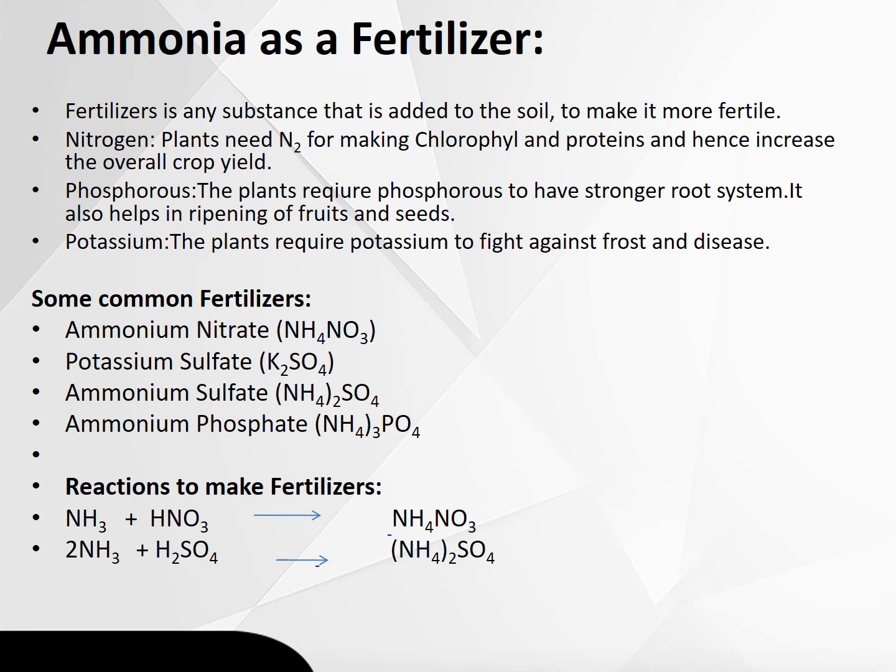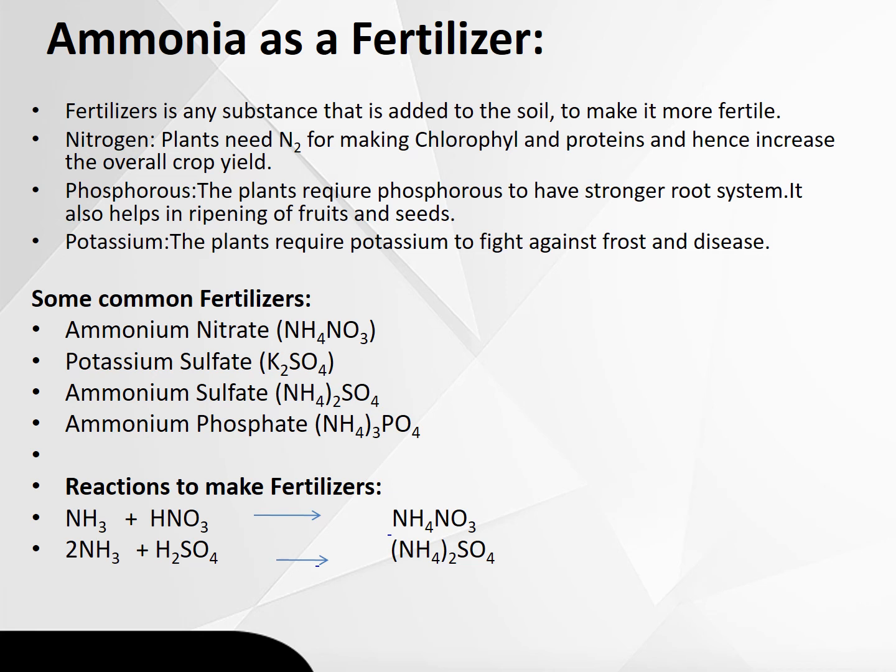Fertilizers are mostly nitrogenous substances. They contain nitrogen, phosphorus, potassium. Now let's see what is the role of nitrogen, phosphorus and potassium in plant growth. Nitrogen: plants need nitrogen for making chlorophyll and proteins and hence increase the overall crop yield. Phosphorus: the plants require phosphorus to have a stronger root system. It also helps in ripening of fruits and seeds. And potassium: the plants require potassium to fight against frost and diseases.